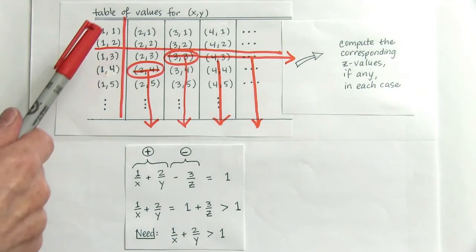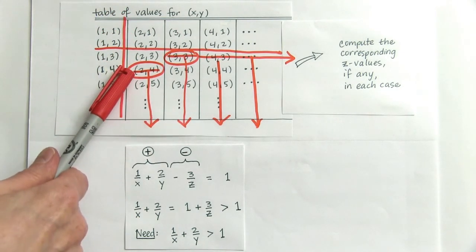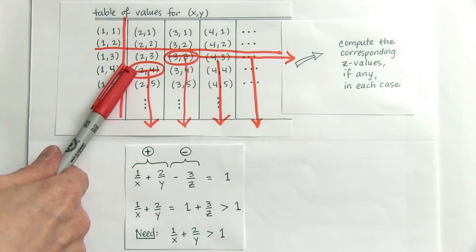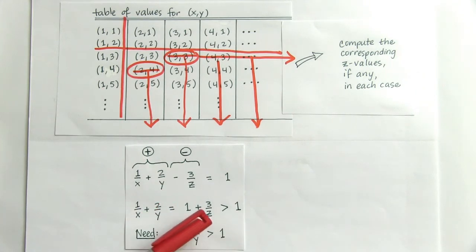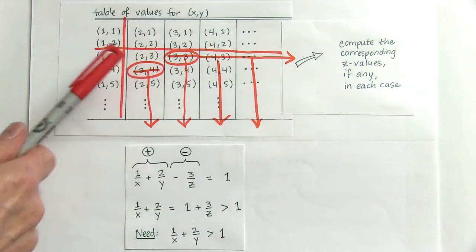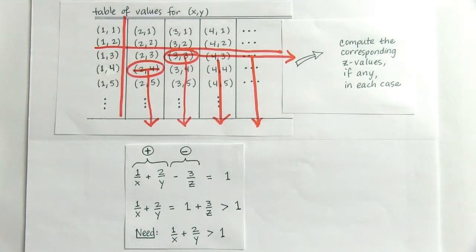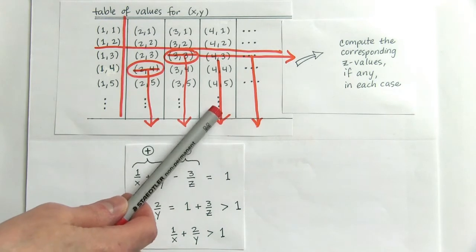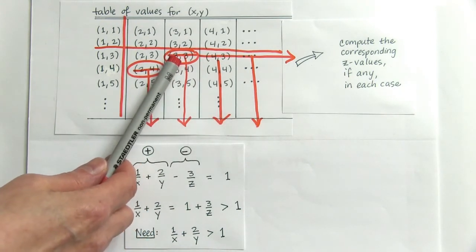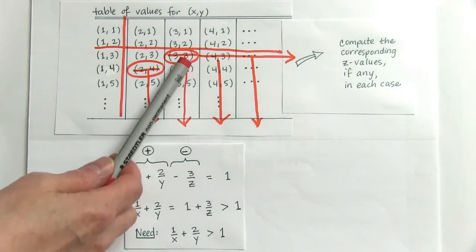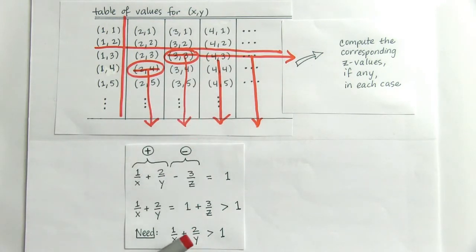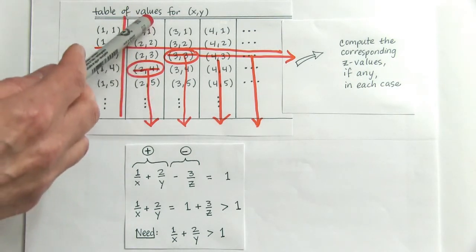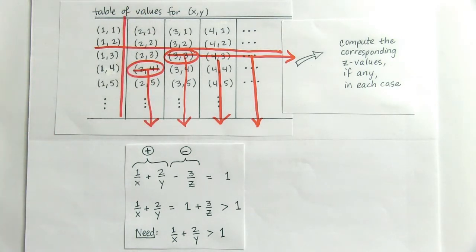First of all, I'll establish in this column that when x is 2, the only values of y that make this sum greater than 1 are y is 1, 2, and 3, and that for all of these pairs, where the value of x and y is greater or equal to 3, then this sum will not be greater than 1. I can formally establish this first claim for this column here like this.